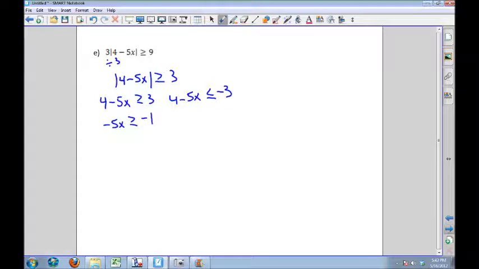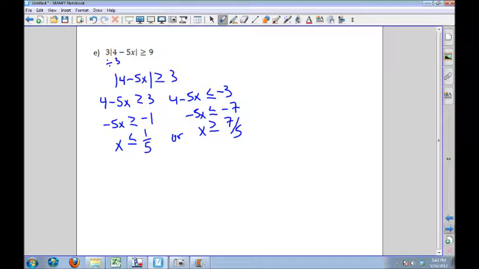Then I'm going to divide both sides by negative 5. Remember, when I either multiply or divide by a negative, it's changing the direction of my inequality. So I get x is less than or equal to 1/5. And for the other one, negative 5x is less than or equal to negative 7. So when I divide by my negative 5, x is greater than or equal to 7/5. So either it's less than 1/5 or greater than 7/5.